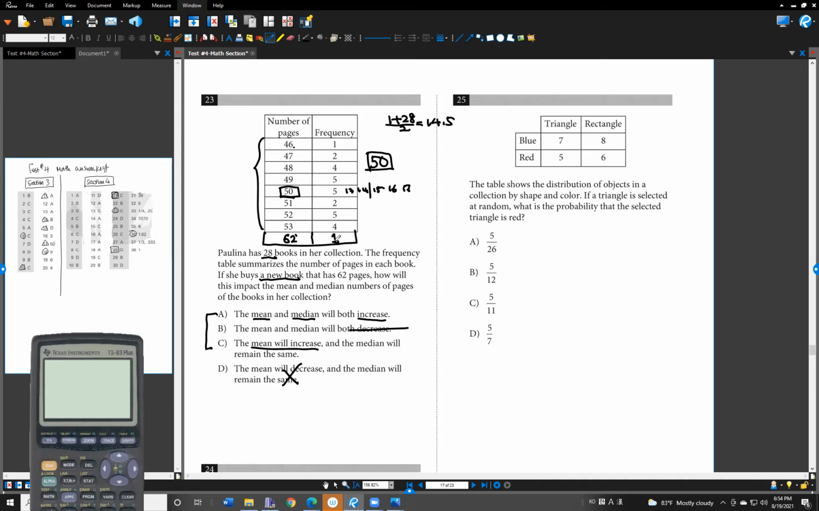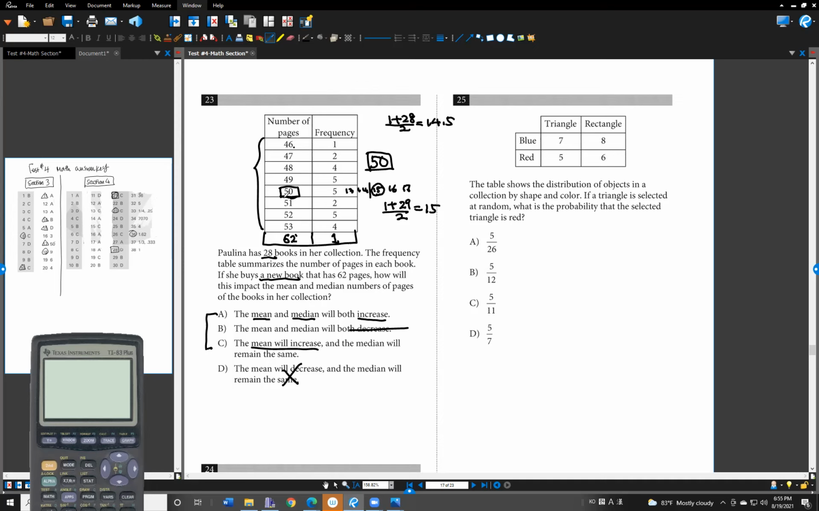Now add one more book. There are 29 books. Now use this one. First book plus last, 29, divided by 2 equals what? 15 books. Still 15 books over here. Right, the median is still 50. Okay, so the median doesn't change.